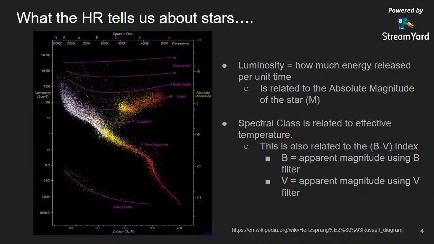So we already mentioned that the temperature is on the horizontal axis. In this particular HR diagram, the temperature is on the top of the scale. And then there's something called the BV index. That's really going to be the core of this talk: understanding the apparent magnitude when looking through a B class filter versus a V class filter. We'll go into all that gory detail, but this BV index is directly related to the temperature.